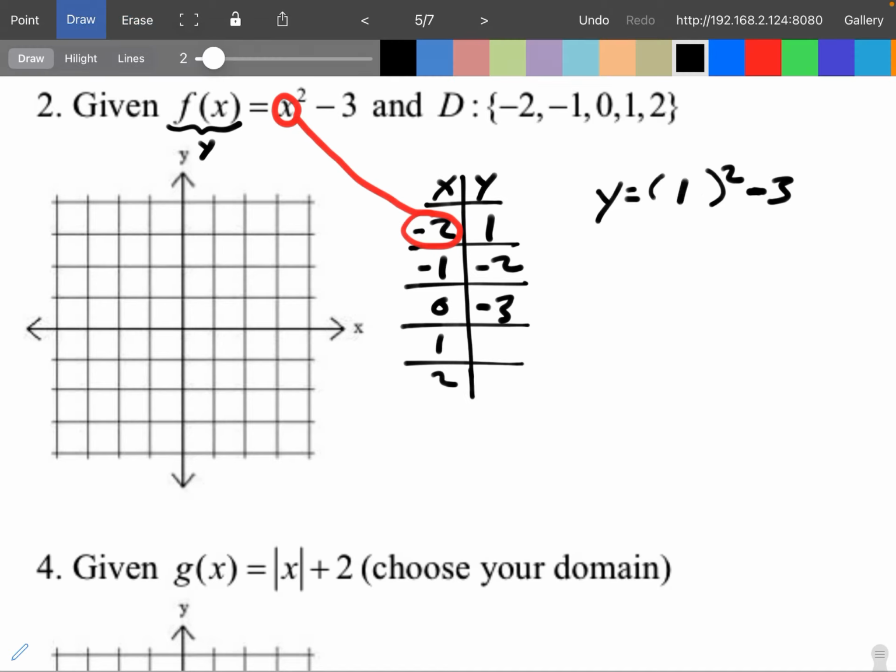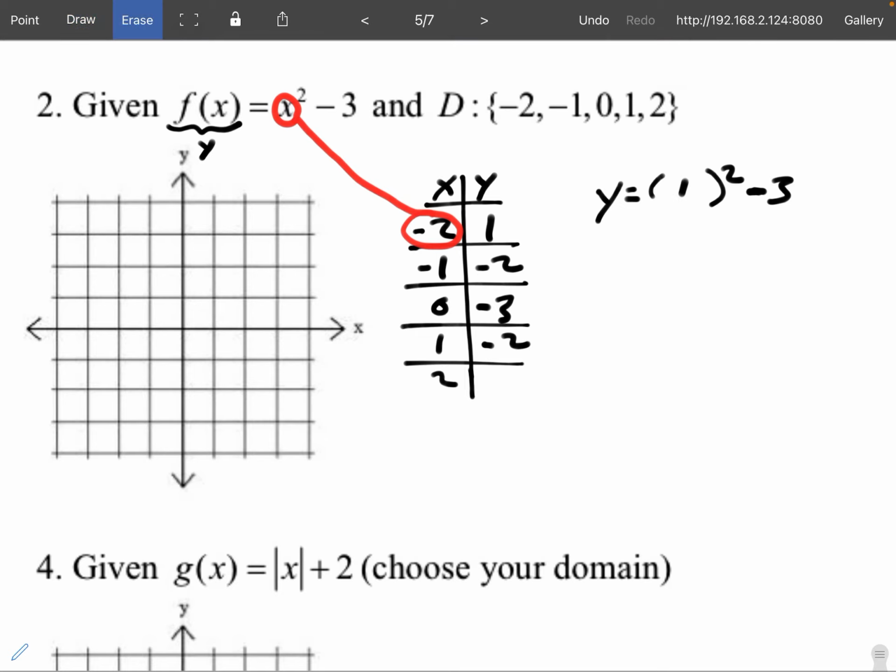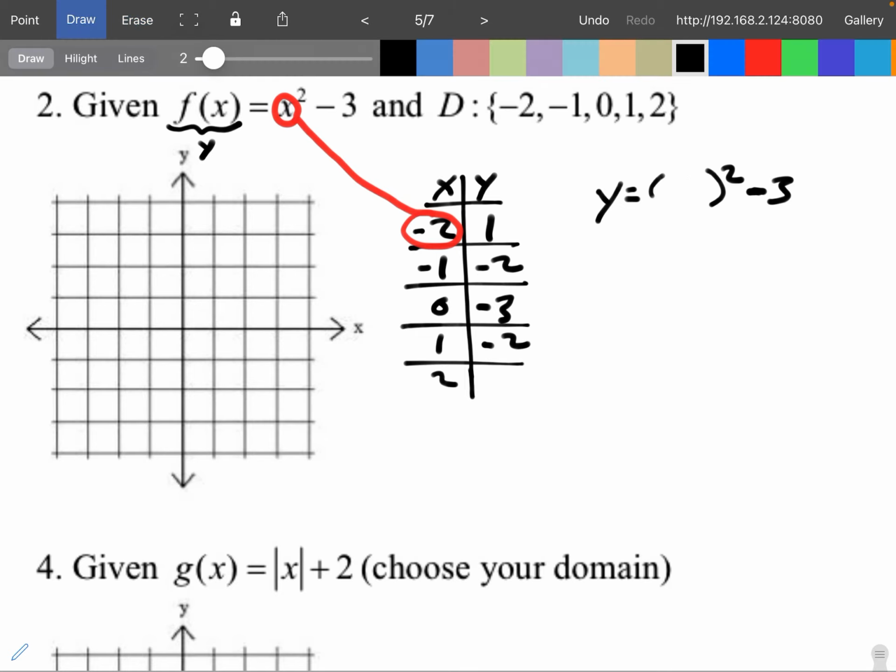So we're going to put in 0. 0 squared minus 3. It's going to be 0 minus 3, so it's -3. Then we're going to put 1 in. So we put 1 right there. 1 squared minus 3. That's 1 minus 3. -2. And then for the last one, we got to put in 2. So we put 2 in.